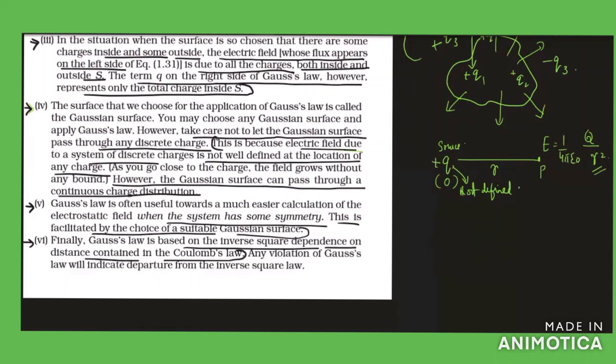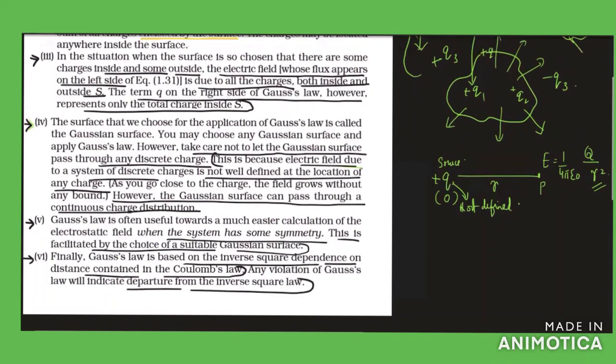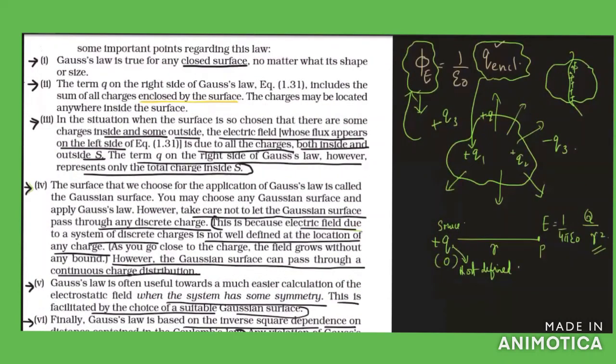Finally, Gauss law is based on the inverse square dependence on distance contained in Coulomb's law. Gauss law is a direct consequence of Coulomb's law. So any violation of Gauss law will indicate the departure from the inverse square law, the failure of Coulomb's law. These are a few points given in the NCERT textbook. You just have to remember this.